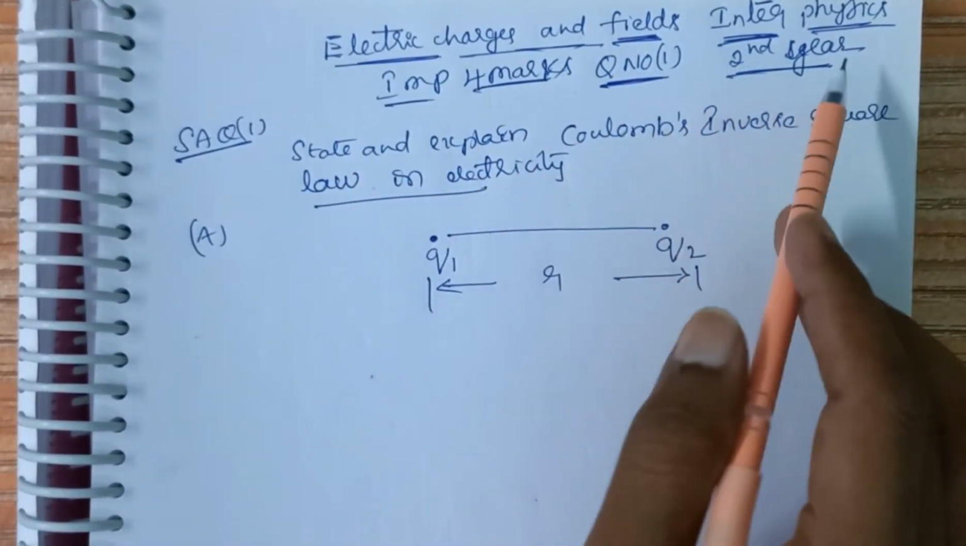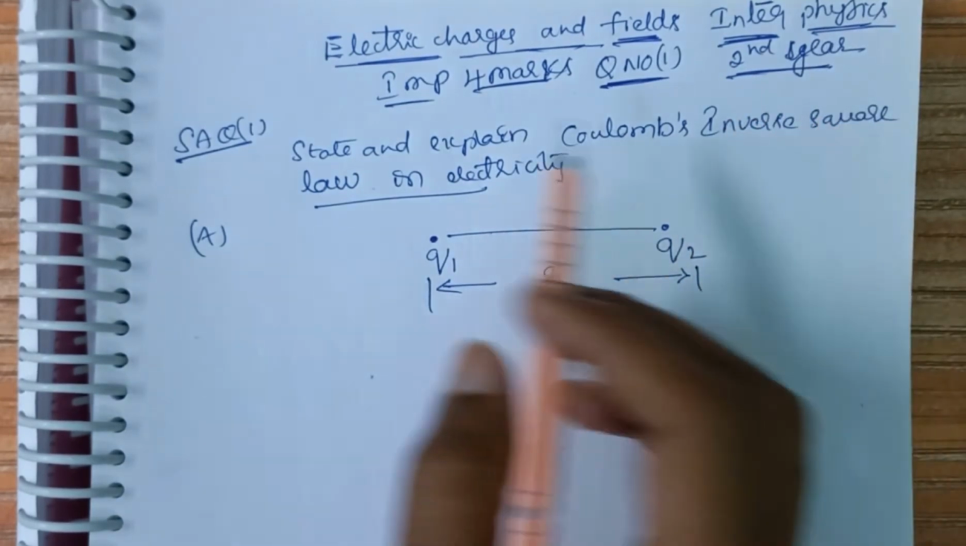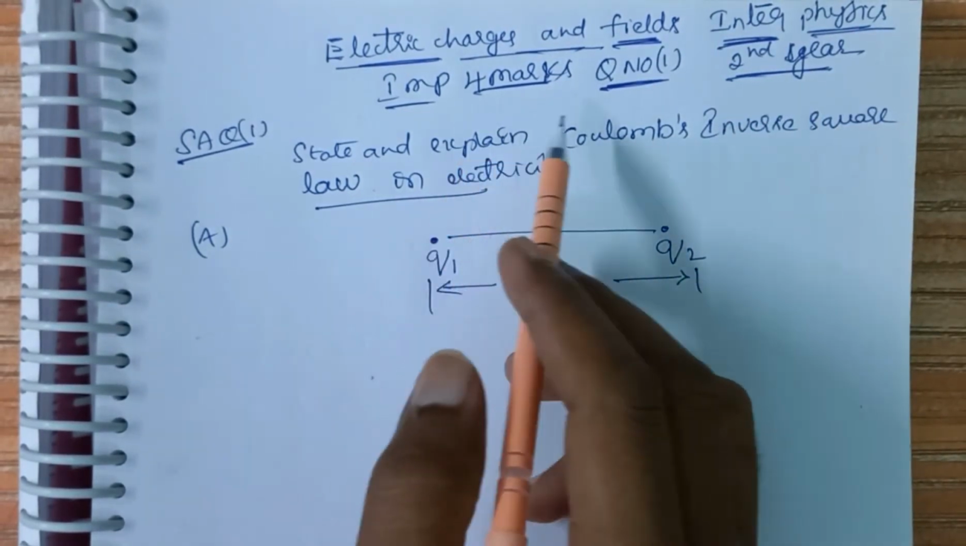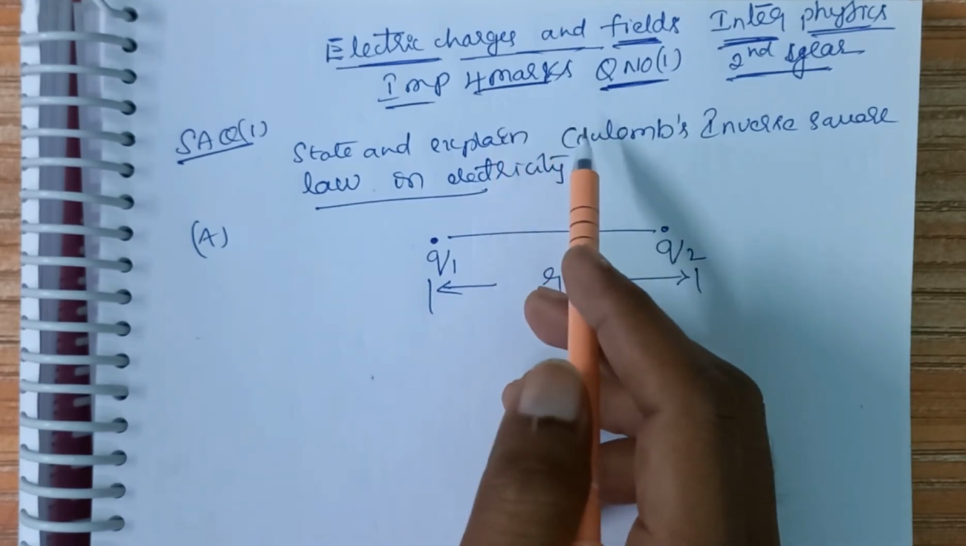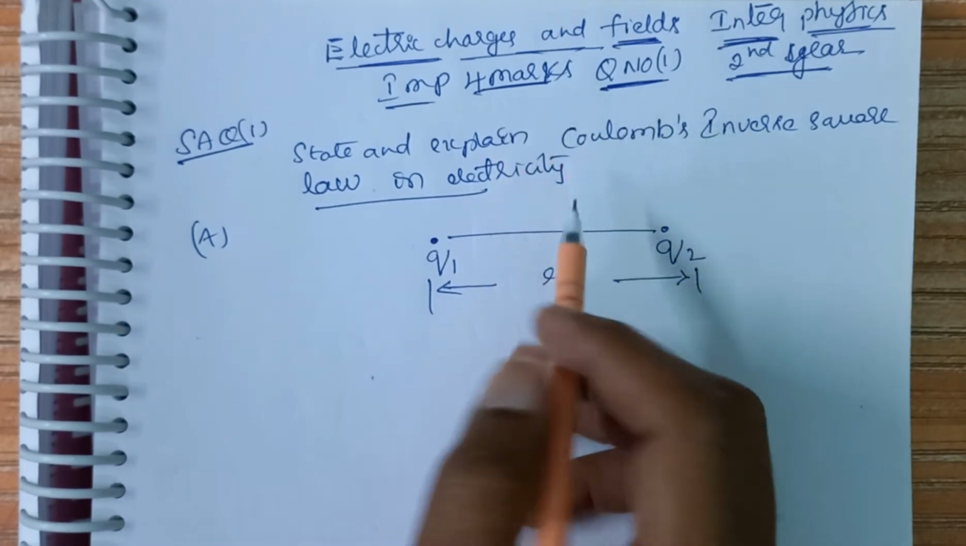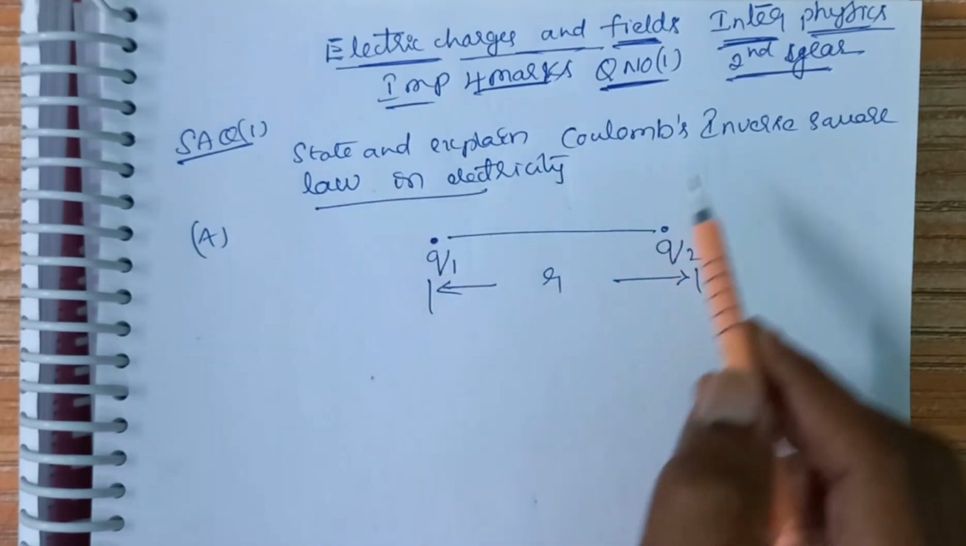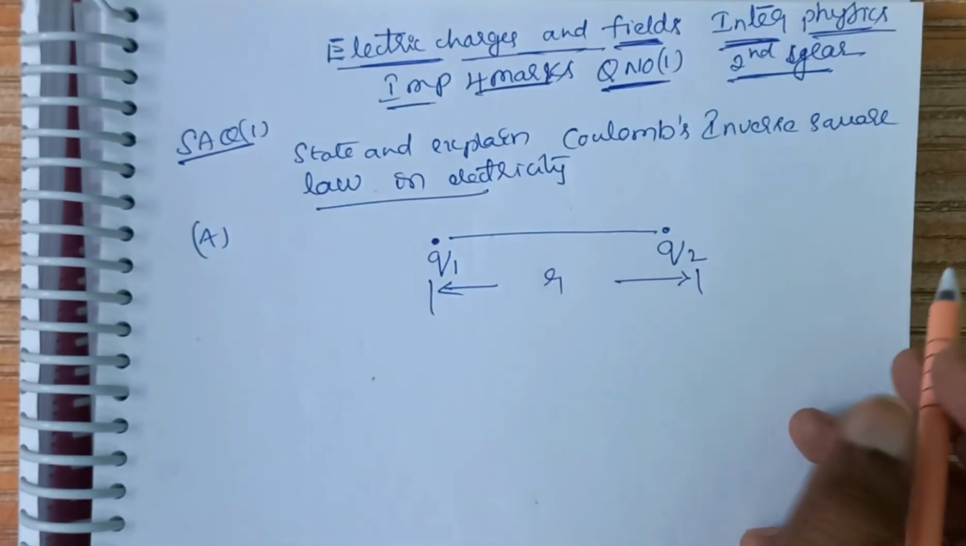Electric charges and fields, inter second year physics. 4 marks questions. First one in the short answer questions. First one, important one: state and explain Coulomb's inverse square law in electricity.